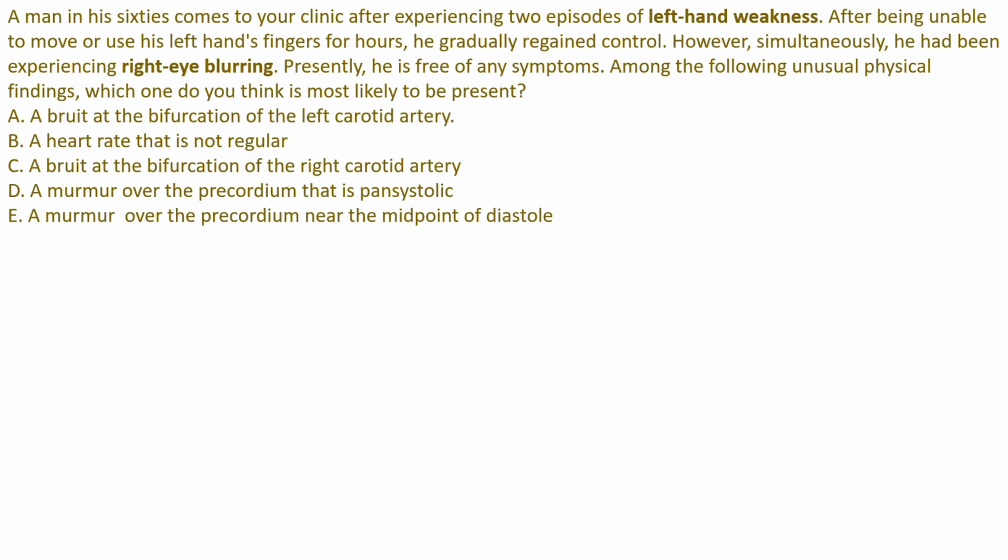Among the following unusual physical findings, which one do you think is most likely to be present? A. A bruit at the bifurcation of the left carotid artery. B. A heart rate that is not regular. C. A bruit at the bifurcation of the right carotid artery. D. A murmur over the precordium that is pansystolic. E. A murmur over the precordium near the midpoint of diastole.